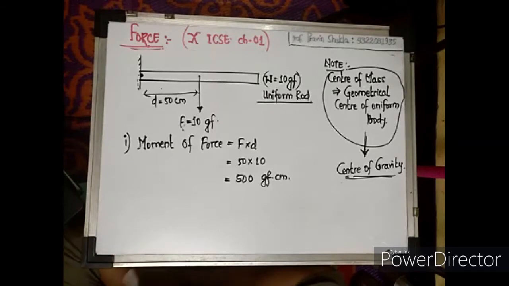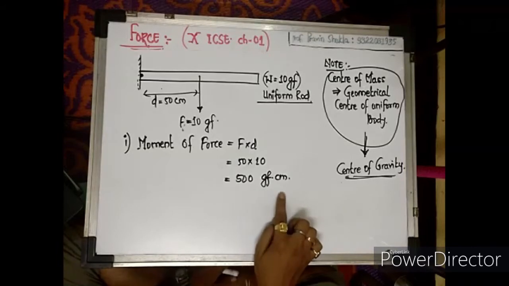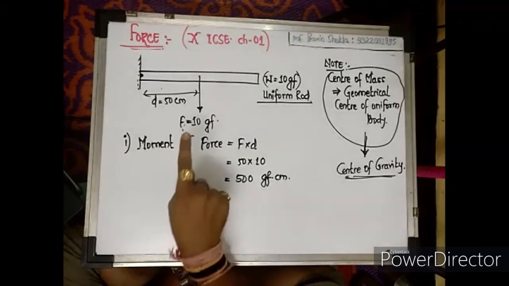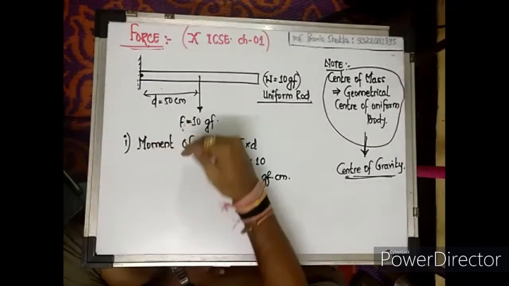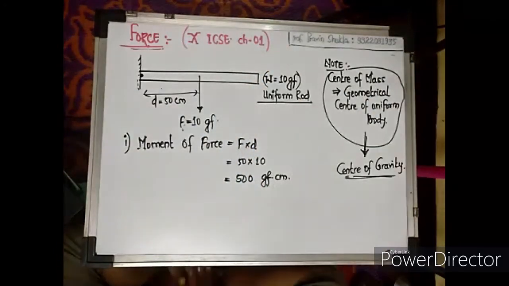But how will you apply the same moment? Either you apply another force on it. So you apply 500 GFCM at the center of gravity in the opposite direction. So it will be balanced. But just read the question well. What is the question?